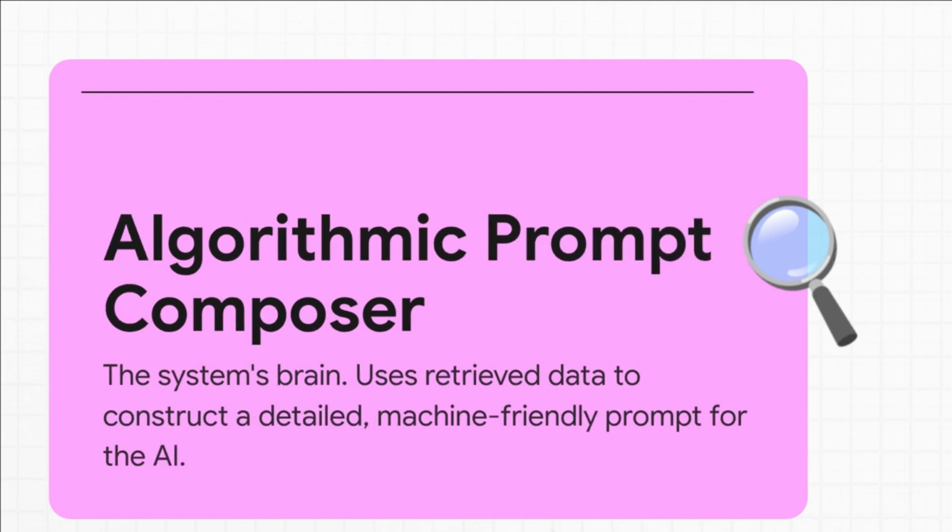Next, all that verified data gets passed to the algorithmic prompt composer. If the retriever is the librarian, this is the architect. It's the brain of the operation. It takes all those facts about Tim and the course and weaves them into the perfect set of instructions for the AI. It's telling the AI not just what to say, but how to say it in a way that will actually connect with Tim.